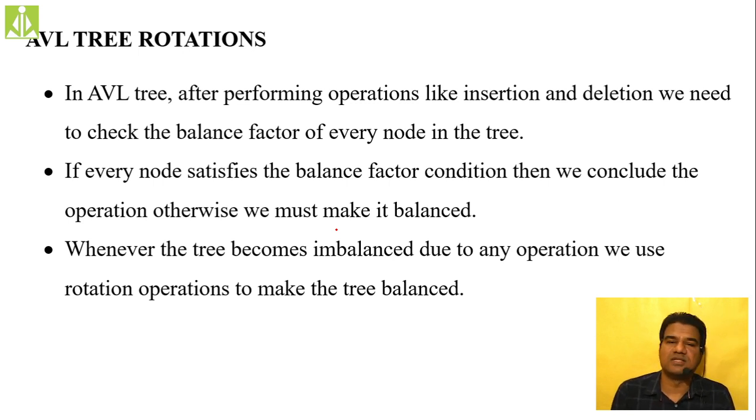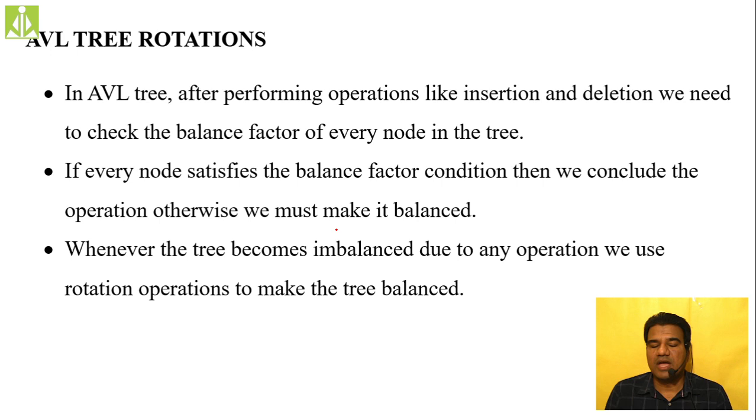So quickly we read these three statements over here. Already I have explained those things, but if we are missing anything, we will come to know by reading again. In an AVL tree, after performing operations like insertion and deletion, we need to check the balance factor of every node in the tree. After insertion or deletion, you have to check the balance factor once again. The condition is that all balance factors must be either 0, 1, or -1, nothing other than that.